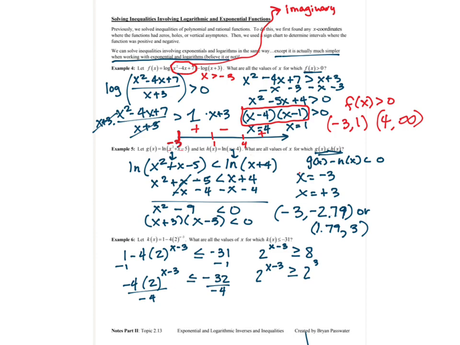Now if my bases are equal, my powers are equal. You were about to say it. It's on the tip of your tongue. If my bases are equal, my powers are equal. Check it out. 2 to the x minus 3 equals 2 cubed. X minus 3 is greater than or equal to 3. X is greater than or equal to 6. That's it. K is less than or equal to negative 31 when x is greater than or equal to 6.